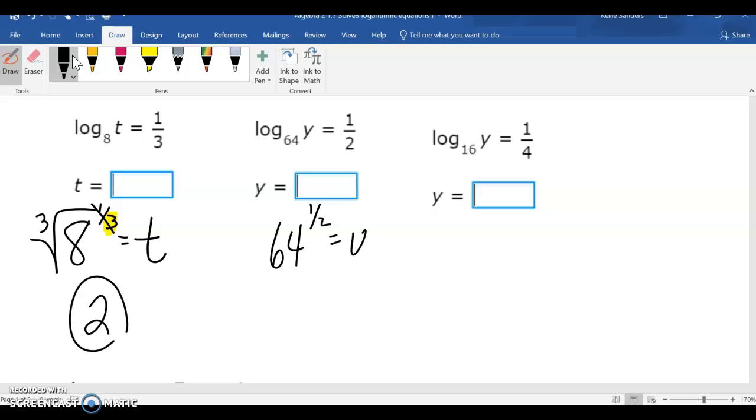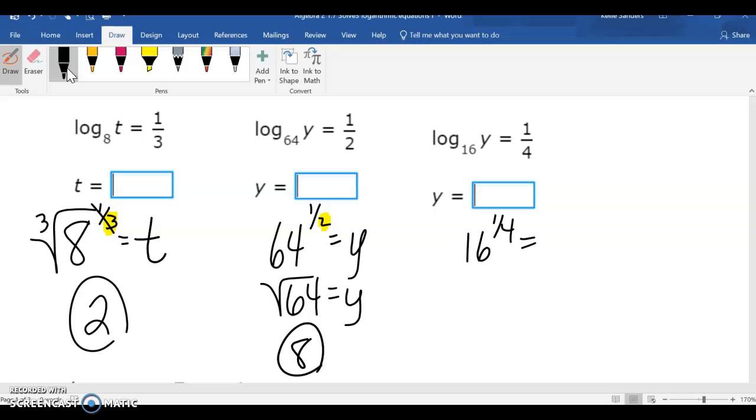64 to the 1/2 is y. Your root is 2. So that means this is square root of 64, which is 8. 16 to the 1/4 is y, which means the 4th root of 16, which means something times something times something times something is 16. And that answer is 2.